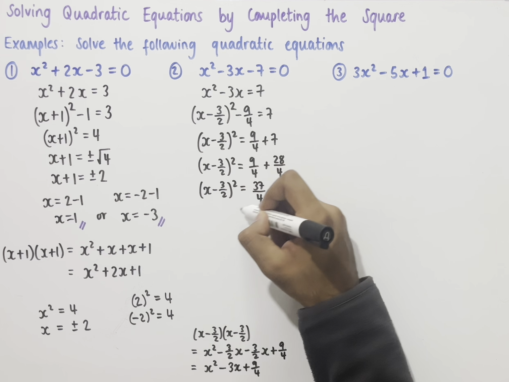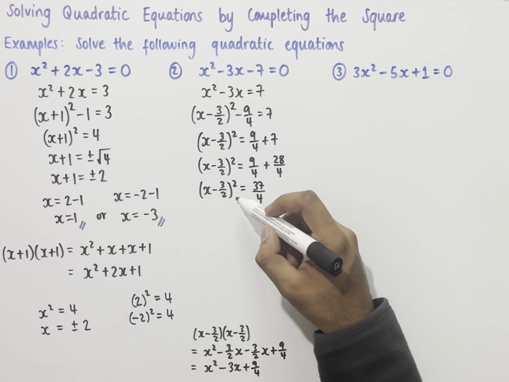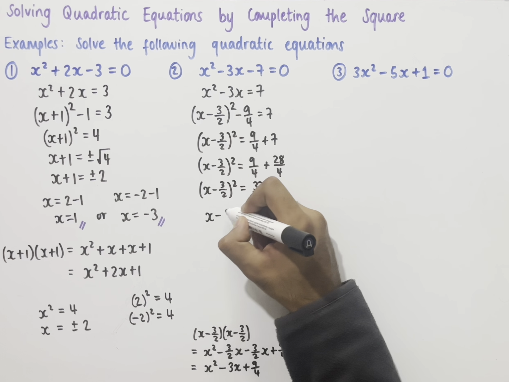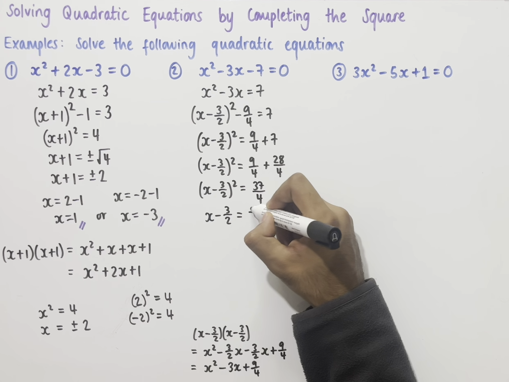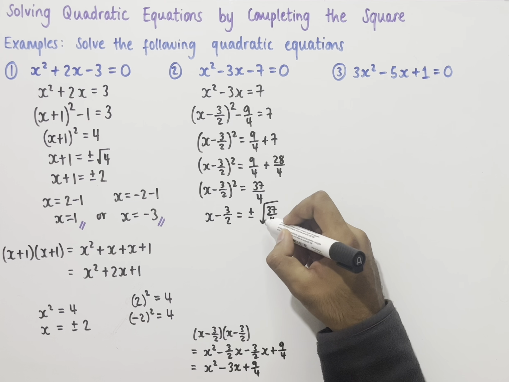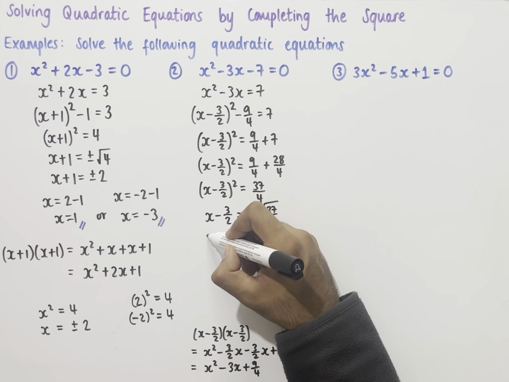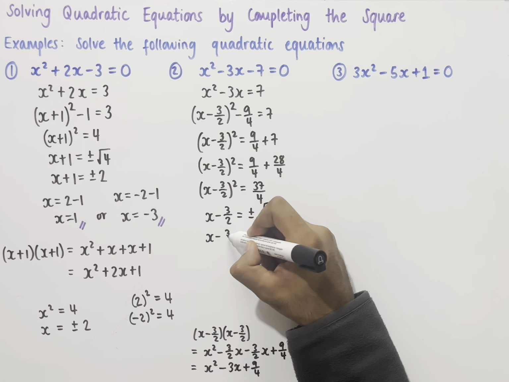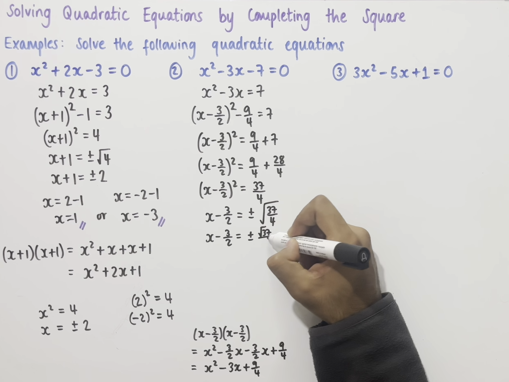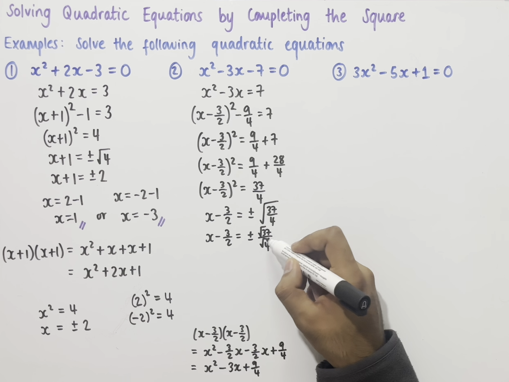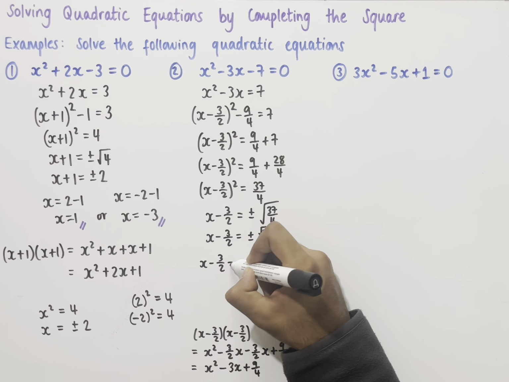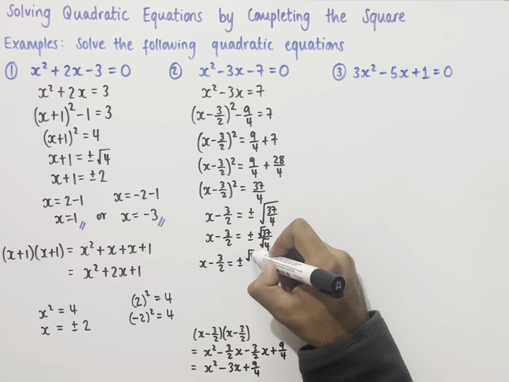We now square root both sides, and remembering that when we square root when solving an equation, we must add a plus or minus. So we now have x minus 3 over 2 equals plus or minus the square root of 37 over 4. Using surd laws, we can split this surd in the following way: x minus 3 over 2 equals plus or minus the square root of 37 over the square root of 4. The square root of 4 is equal to 2, so we now get x minus 3 over 2 equals plus or minus the square root of 37 over 2.